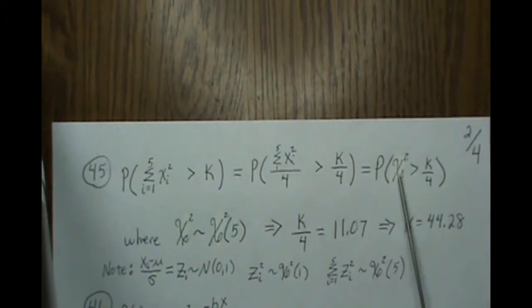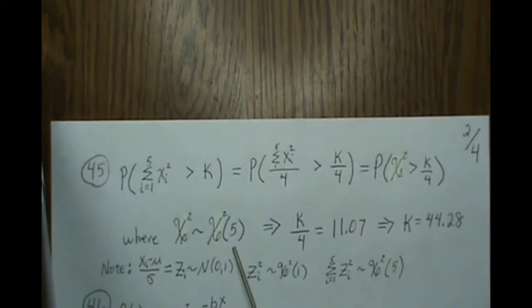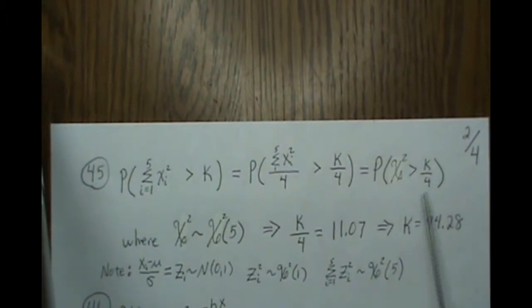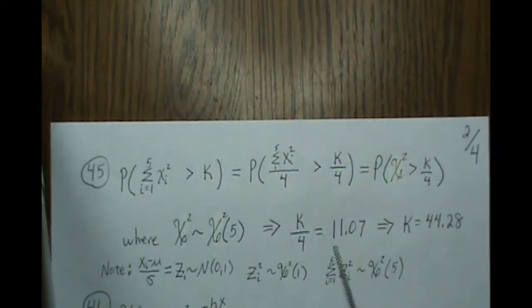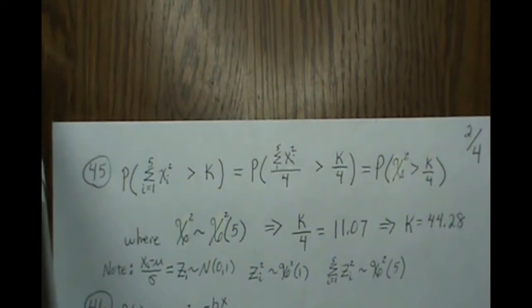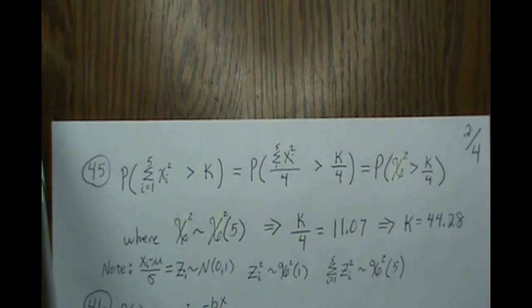Again, this is a chi-squared. So you look in a chi-squared with 5 degrees of freedom, and we want this to be 0.05, which means this value is 11.07, which implies k is equal to 44.28.